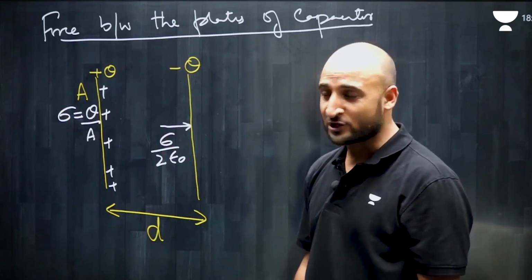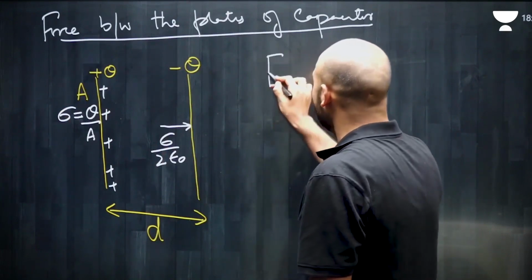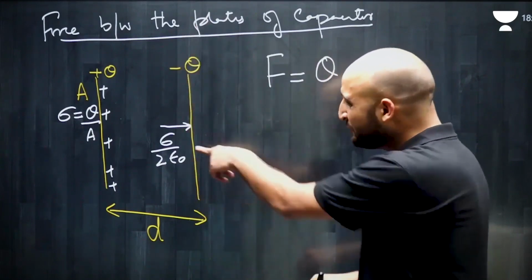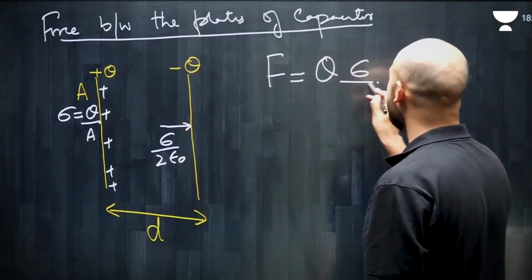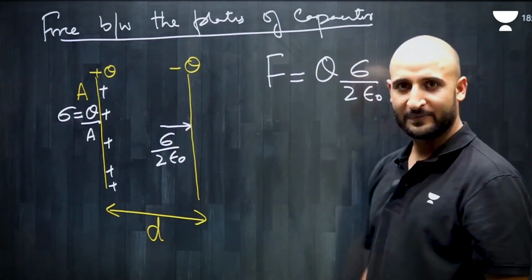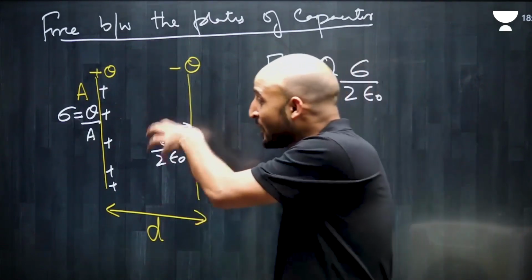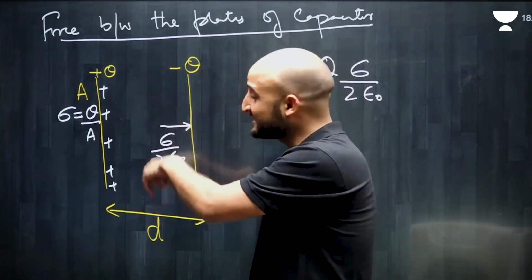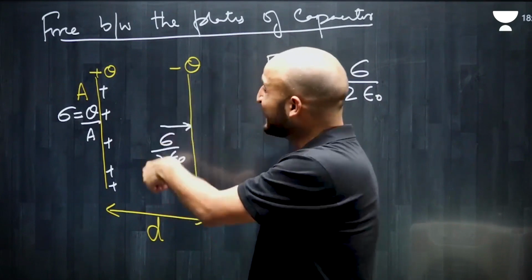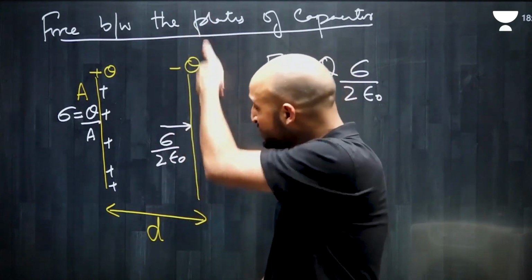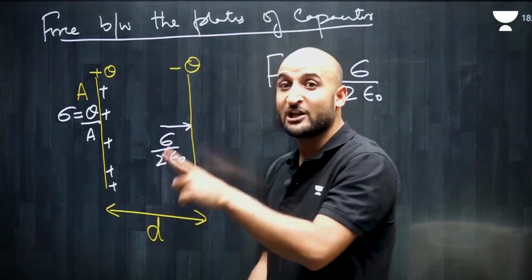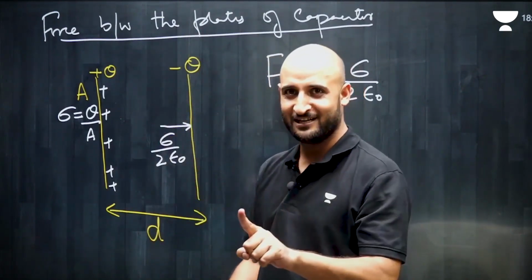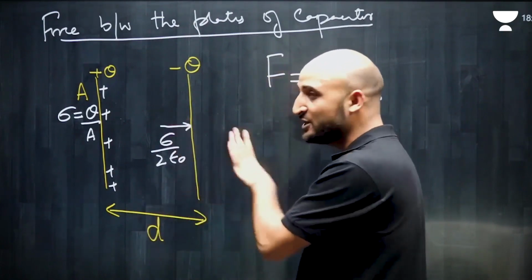And what will be the force of attraction? You all know that force of attraction is equal to charge, the charge on this plate, Q, into field. Field is equal to sigma by 2 epsilon naught. Right? So I have not taken the total field. Total field inside the plates of the capacitor is sigma by epsilon naught. But there's a contribution of the negative plate as well. The negative plate will only experience the field of the positive plate, not the net field, mind it. So it will only experience sigma by 2 epsilon naught.